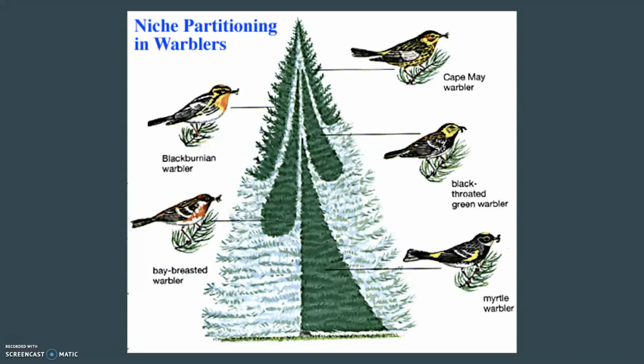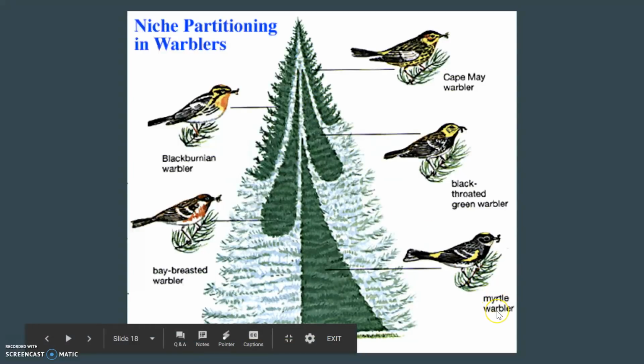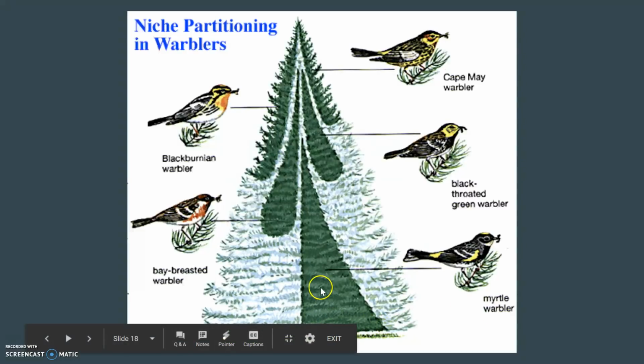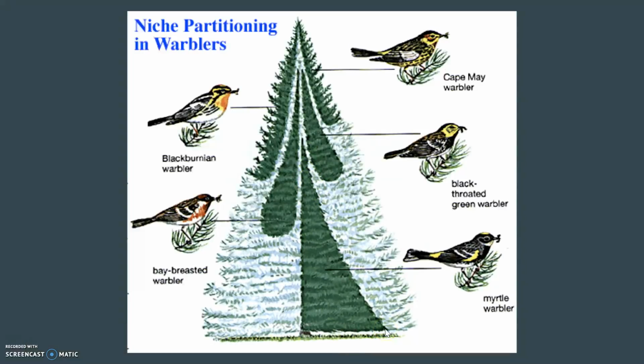So the black-throated green warbler lives only in this kind of upper middle area and towards the center of the tree. So notice that these two are very close, but there's a strip right here that separates them, so they don't have competition. Now we're looking down here at the myrtle warbler. The myrtle warbler, goodness, has this whole area, all of the bottom and the middle. It's all up in there.